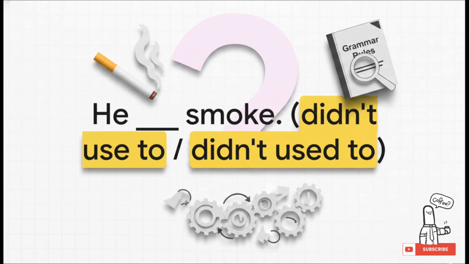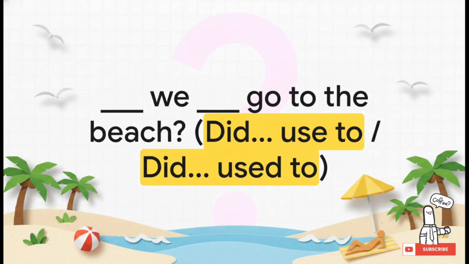All right. Next up, "he blank smoke." What do you think? "Didn't used to" or "didn't use to?" That's right. It's "didn't use to." Our helper verb "didn't" is on the job doing all that past tense work for us. How about a question? "Blank we go to the beach every summer?" It has to be "did use to." Same logic as before, that helper verb "did" is already in the past tense, so "use" stays simple.